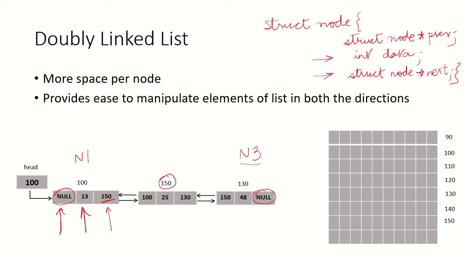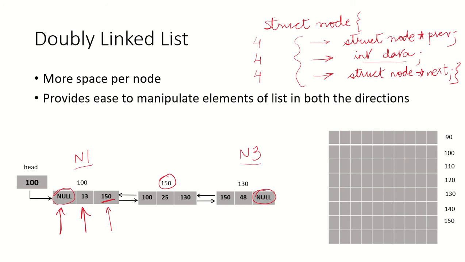What will be the space that will be required by each node of the doubly linked list? If this is the definition of the node right now, then 4 bytes would be required by the previous node pointer, and if we are storing integer data, 4 bytes by this integer data and 4 bytes for the next node pointer. So 12 bytes.